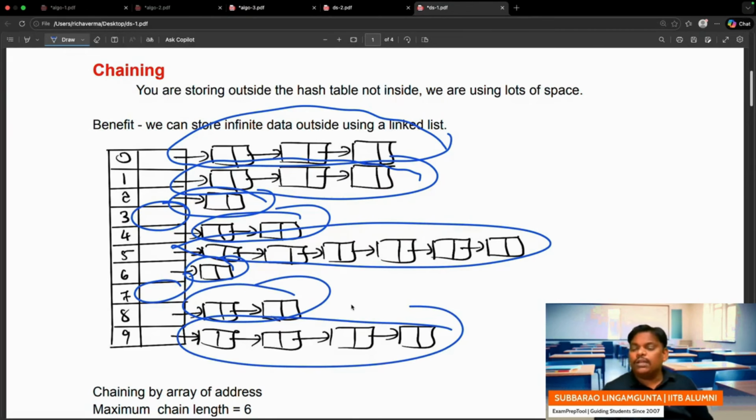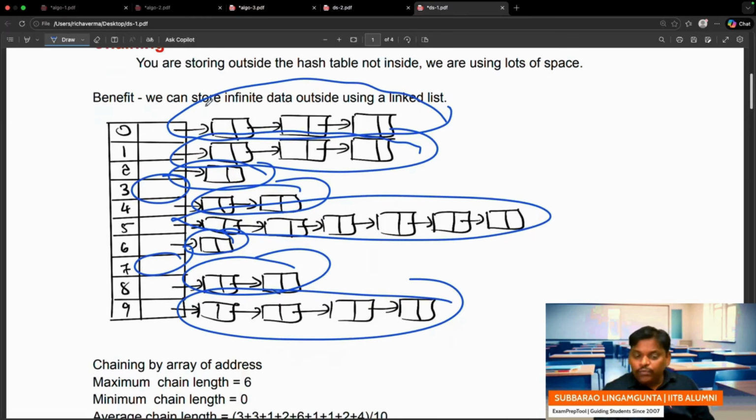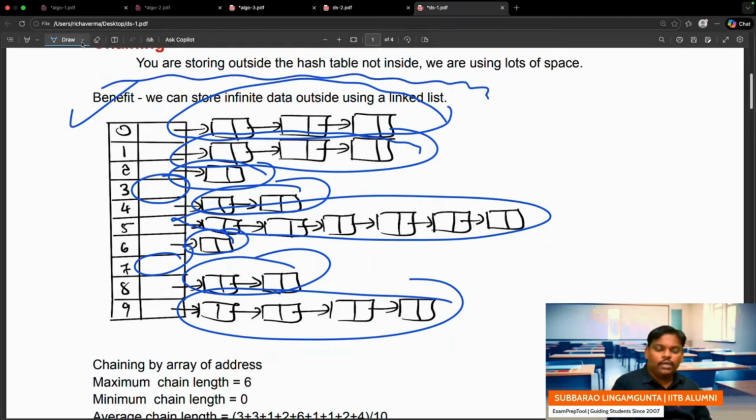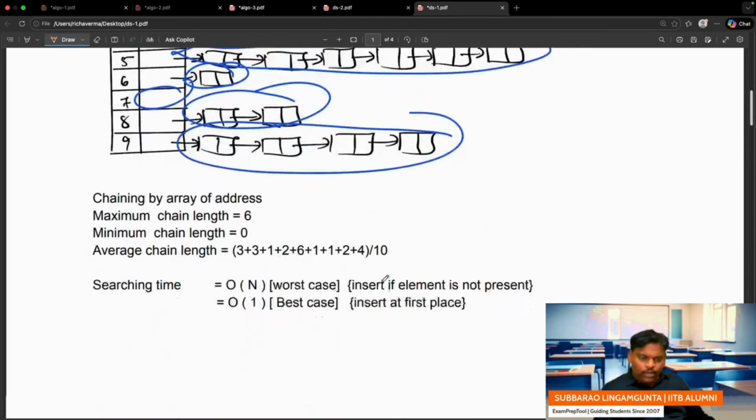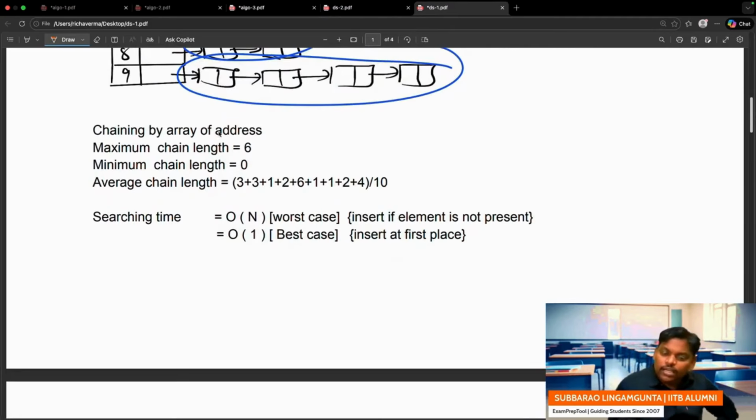So we are using lots of space outside. What is the benefit? Because you are going outside anyhow, you can store infinite people in the form of a linked list. This is the greatest advantage with chaining. If anyone asks what is the greatest advantage of chaining, this is it: we can store infinite data outside using a linked list. Okay, fine. Next one, chaining.